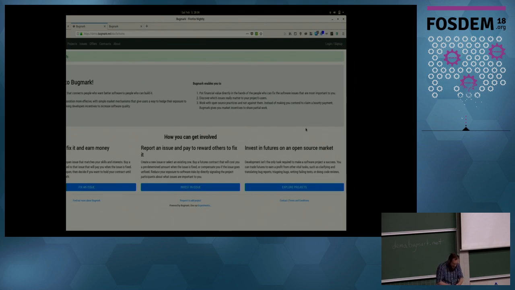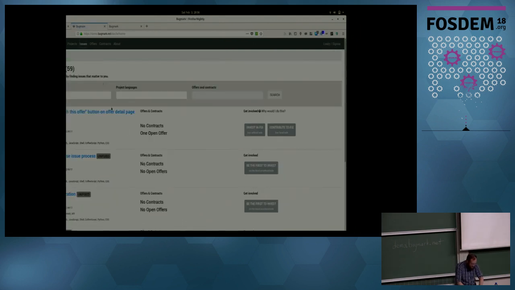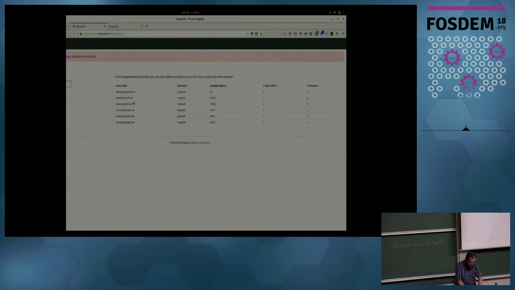All right, so now I'm going to come in as Joe. He's a project manager who wants to incentivize a software fix. So Joe's going to look at the issues. And that first one is high priority. And as Joe, I want to invest in seeing this fixed as soon as possible. So I'm going to hit invest in fix. And you can see there are two buttons because there's already a developer on the other side of this interested in working on it. Joe's going to hit invest in fix.